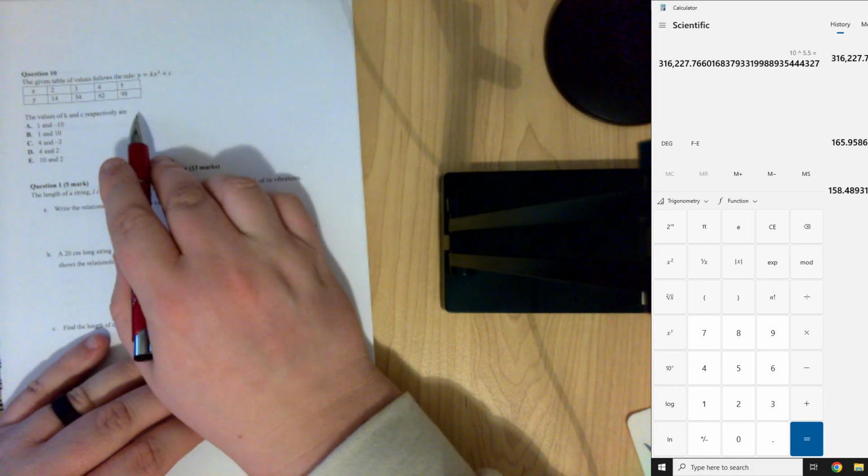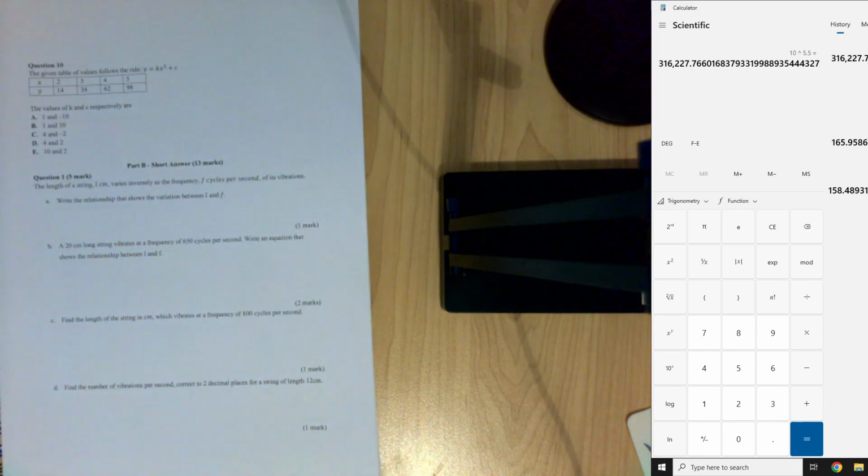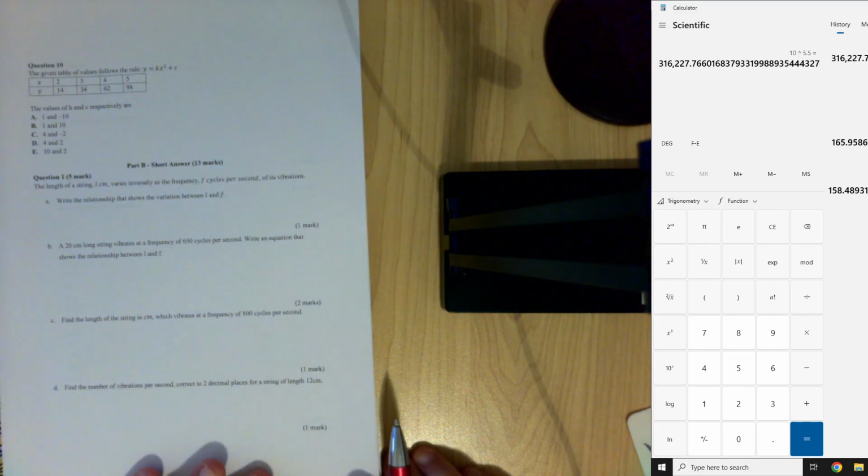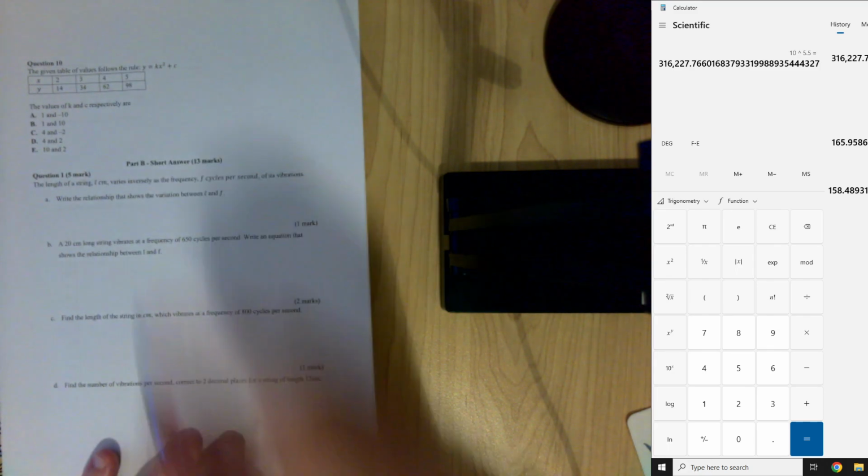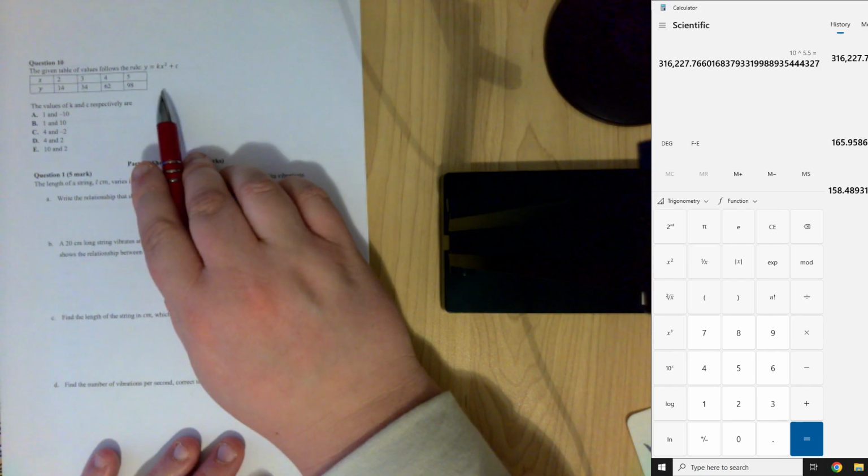Alright, another thing, a table like this. We're going to find the values of k and c, which is fine.